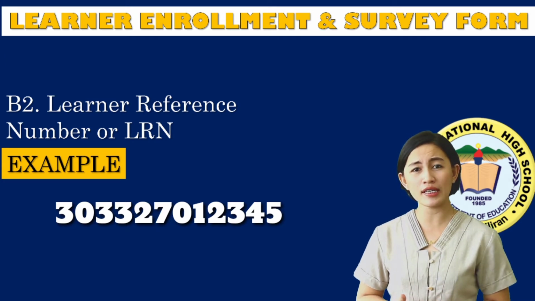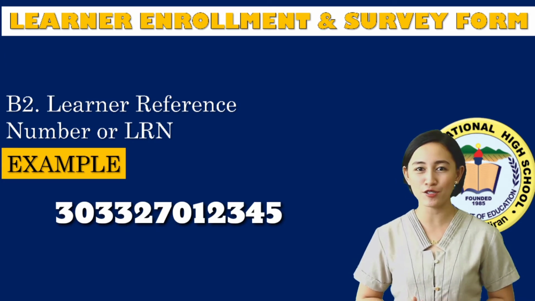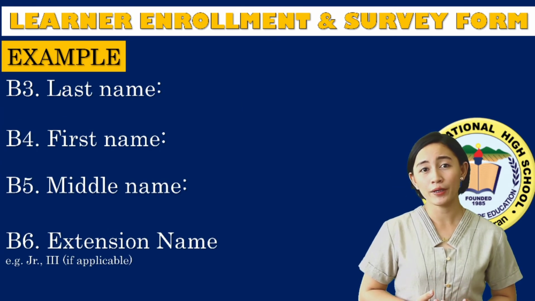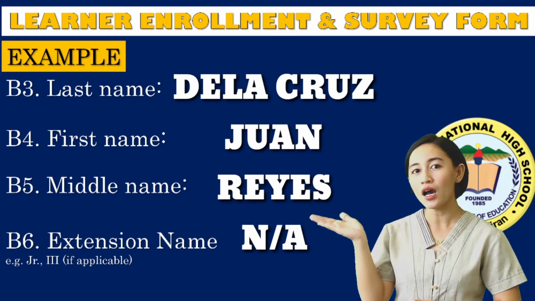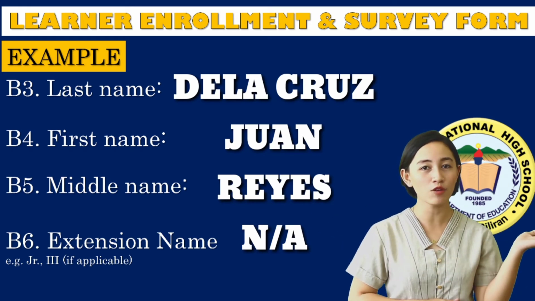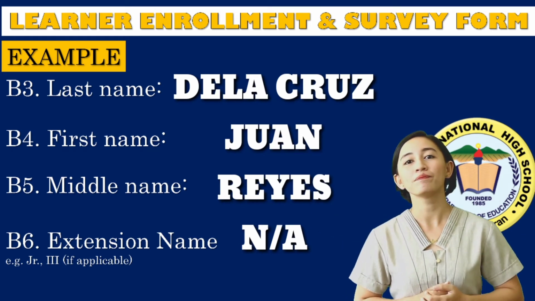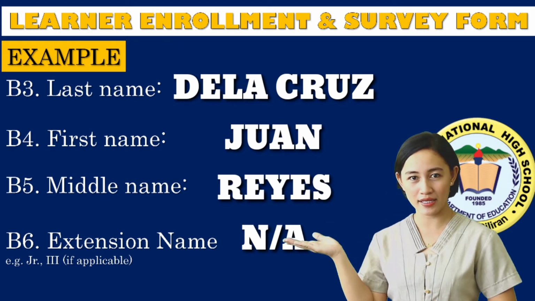Also, the first 6 digits is reflecting the school ID. For Part B3, you write your last name, for example, De La Cruz. Part B4, first name, Juan. Part B5, middle name, Reyes.